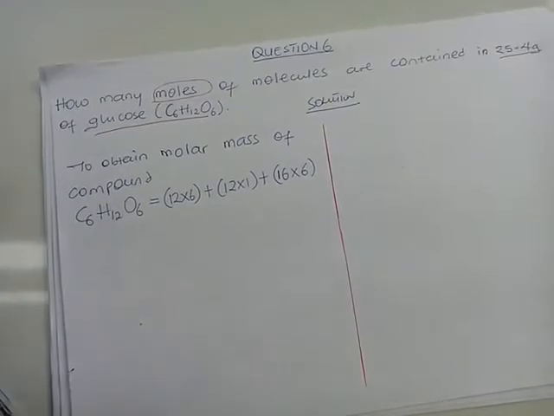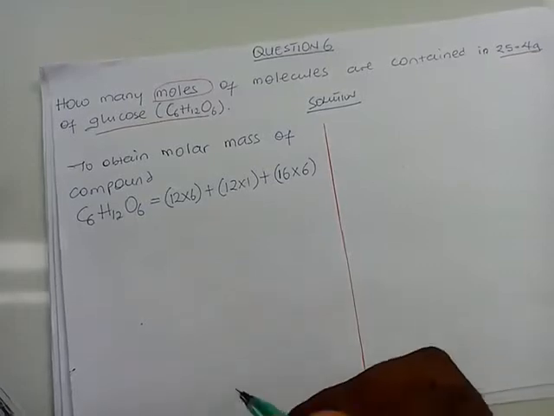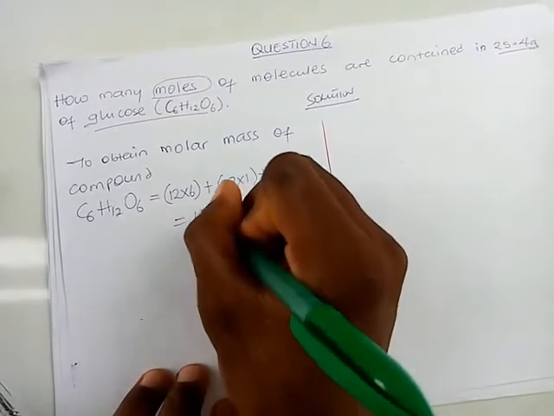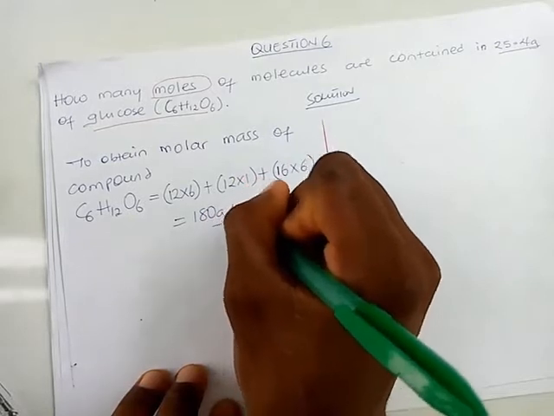So let's do that. 12 times 6 plus 12 plus 16 times 6. That's 180. So we have 180 grams per mole.